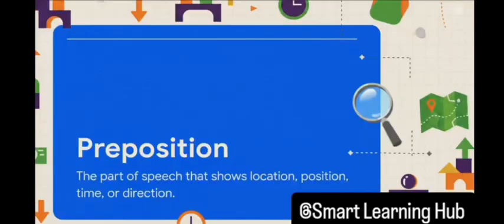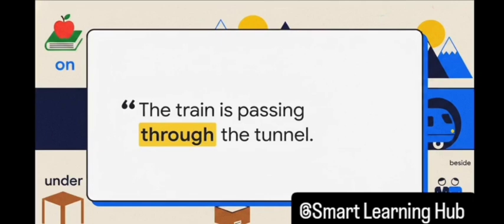Next, we've got our location blocks, prepositions. These little words are so important because they show the relationship between a noun and some other word in the sentence. They tell us exactly where or when something is. Check out this example. The preposition through tells us the exact relationship between the train and the tunnel. But here's the cool part. Change that one little word to over, under, or beside, and you get a completely different picture in your mind. That's the power of a preposition.